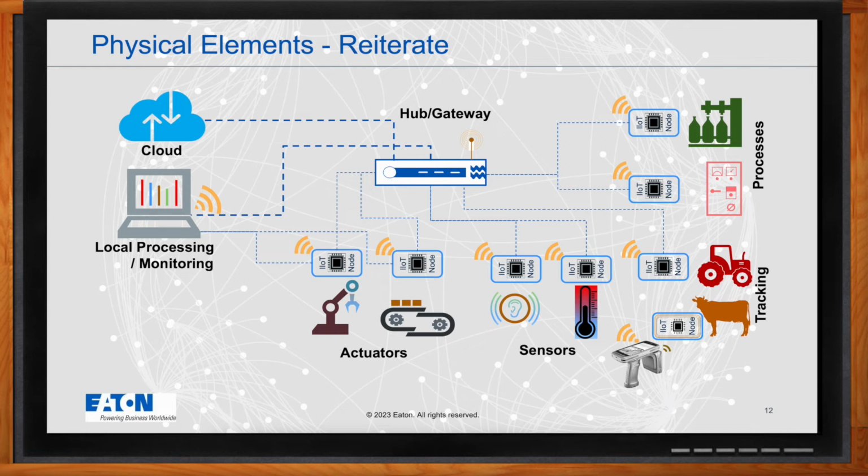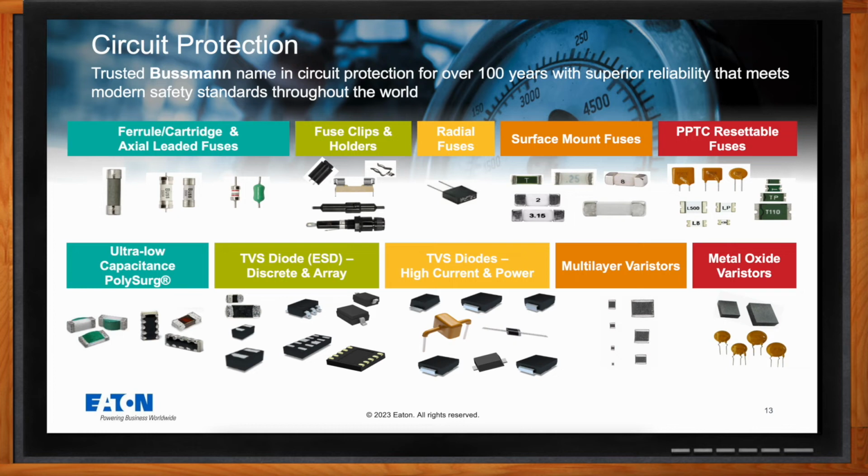Fantastic. Now, Mohammed, can we look into the circuit protection solutions you mentioned earlier? What does Eaton offer in this space? Eaton Electronics provides a variety of overcurrent protection options, including surface mount, through-hole, and cartridge fuses. These fuses are available in single-use and multi-use variants to suit different requirements. Similarly, a range of overvoltage protection products are also available. These include ultra-low capacitance polysurge devices for protecting mega and gigahertz communication lines. For power electronics and systems operating in low frequency ranges, Eaton provides TVS, MOVs, and MLVs in discrete and array formats to protect against overvoltage events.